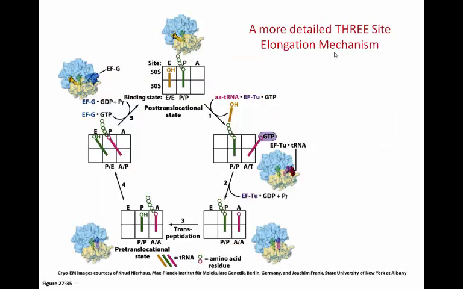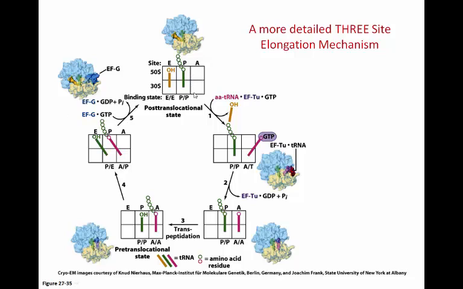A more detailed 3-site elongation mechanism is scanning electron microscope data of what the ribosome looks like. So that's what these are. The blue color represents the large ribosomal subunit. The yellow color represents the small ribosomal subunit. The green represents the tRNA that has the peptide chain on it. This color represents the tRNA that no longer has the peptide chain. E and E, P and P refer to, the top letter refers to what's happening in the 50S ribosome. The bottom letter refers to what's happening in the 30S ribosome.